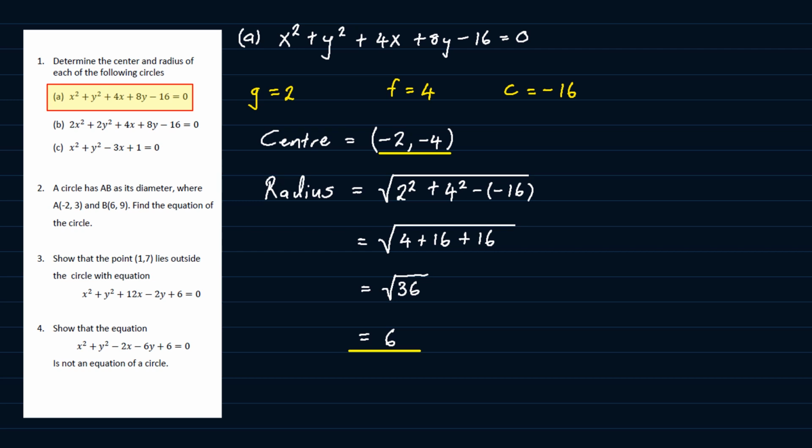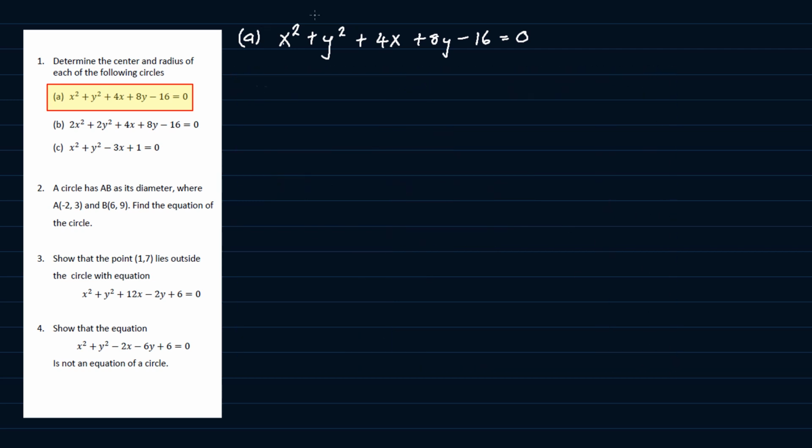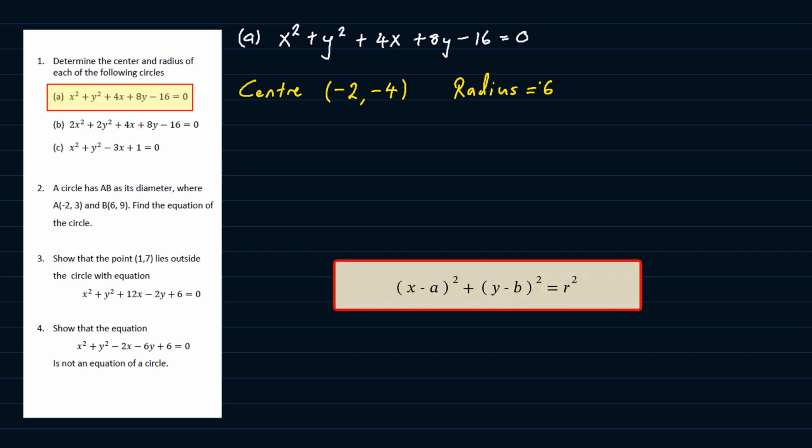Now I want to show you another method. Remember from the previous working, we had the center coming out as minus 2, minus 4. And we also had the radius coming out as 6. So we want to see if we can also find the same answers using the second method. So the second method involves completing the square. We would want to express the equation in this form.